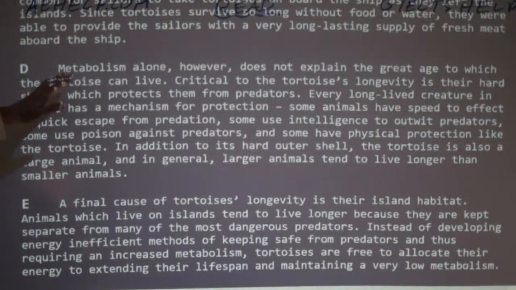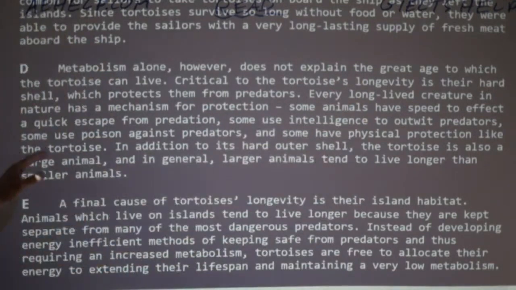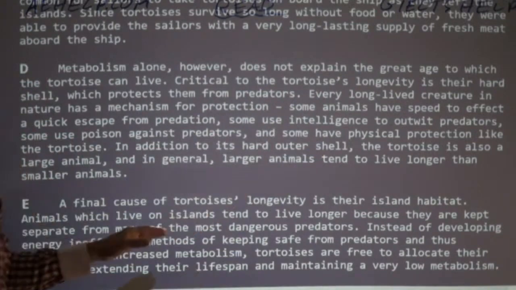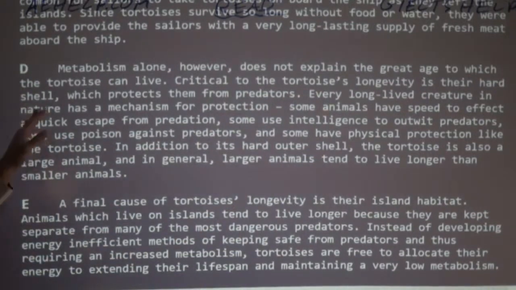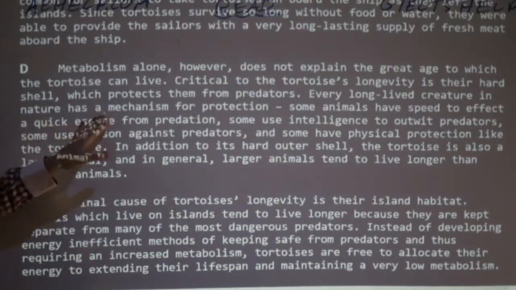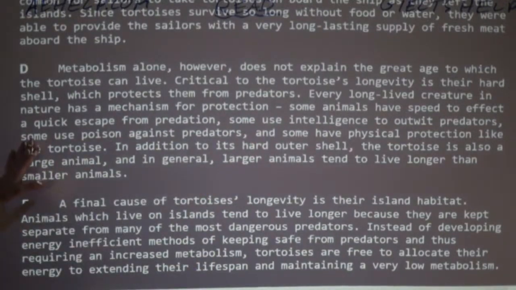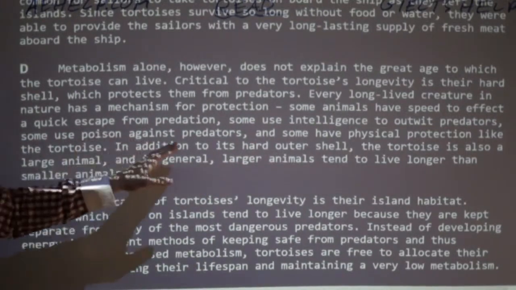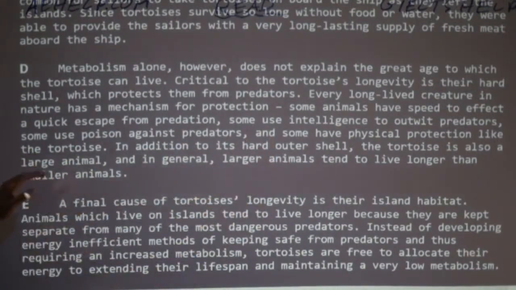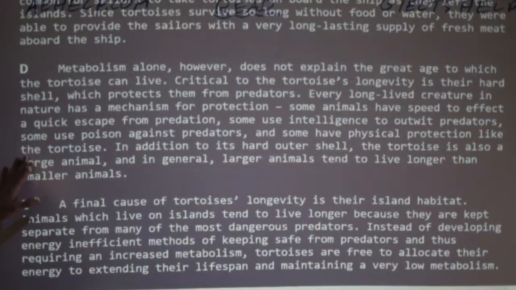Okay, D. Metabolism alone, however, does not explain the great age to which the tortoise can live. Critical to the tortoise's longevity is their hard shell, which protects them from predators. Every long-lived creature in nature has a mechanism for protection. Some animals have speed to effect a quick escape from predation. Some use intelligence to outwit predators. Some use poison against predators, and some have physical protection, like the tortoise.